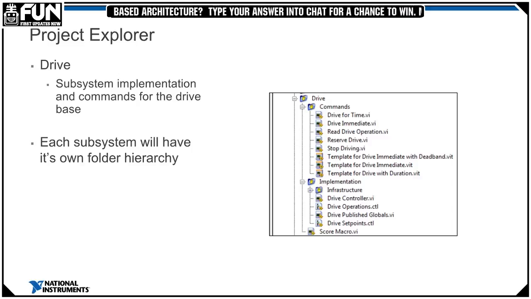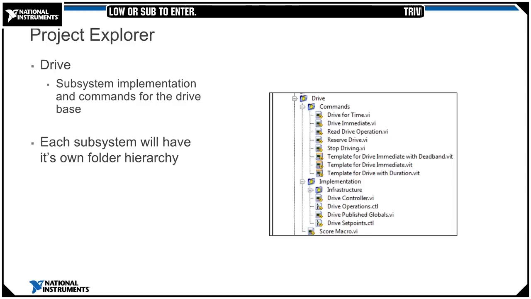This is kind of a custom replacement for the WPI-lib robot drive VIs. What we're building up here is our own customized robot library of VIs. Each subsystem is going to have its own folder hierarchy. Yeah, so the commands are going to be all of the VIs that are the actions you want your robot to take. The implementation is the support code and the back-end stuff, and your main controller VI, which we'll talk about more in a minute.